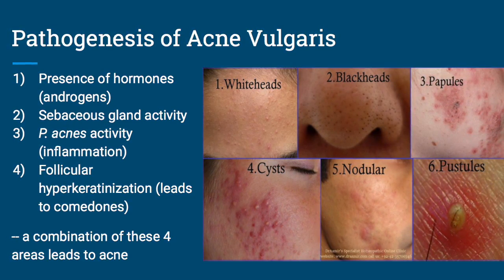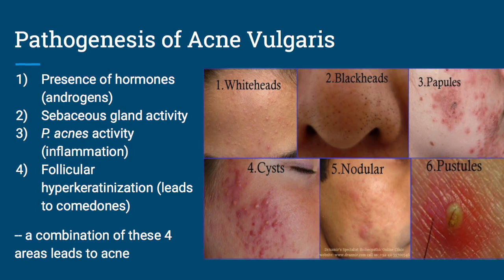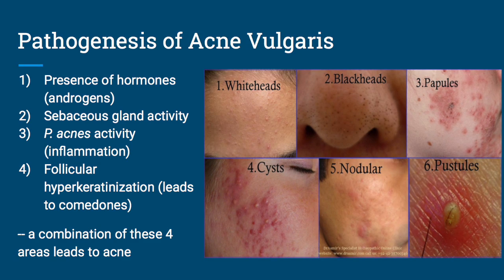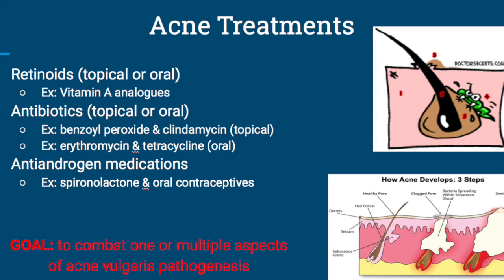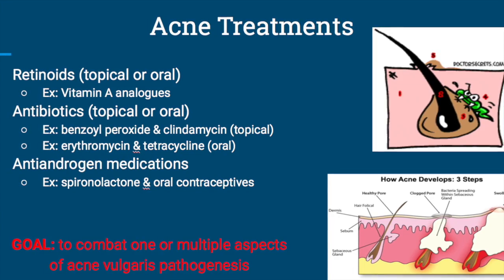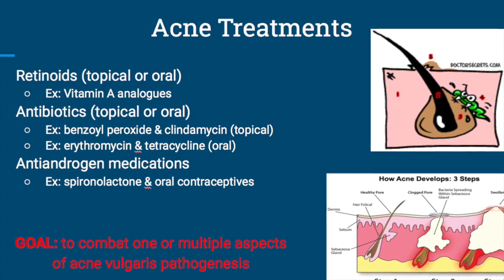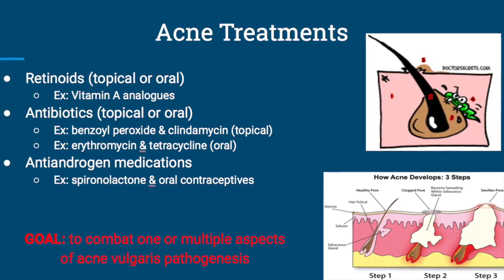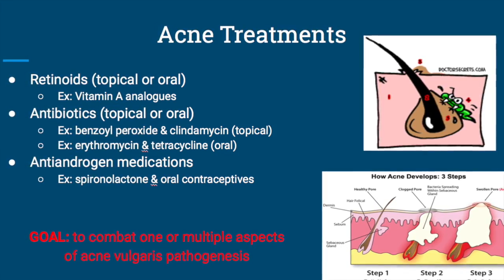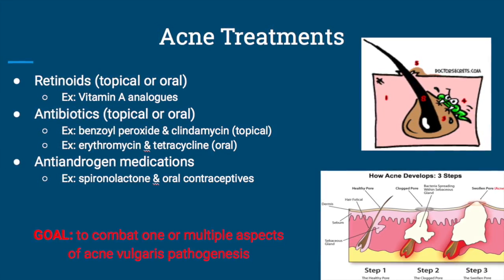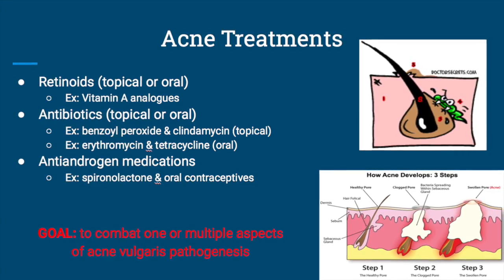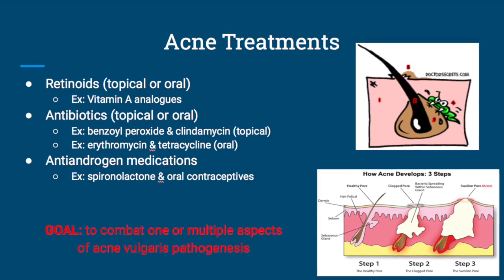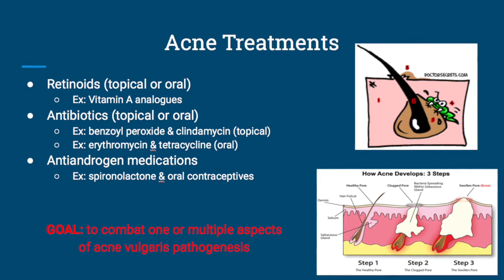Also included a picture of a different clinical presentation of acne, including whiteheads, blackheads, open and closed comedones, papules, cysts, nodules, and pustules. The various acne treatments would include retinoids. An example would be vitamin A analogs, antibiotics like benzoyl peroxide, clindamycin, erythromycin, and tetracycline, and anti-androgen medications such as spironolactone and oral contraceptives. The goal of this is to combat one or multiple areas of the four that we just went over for acne vulgaris.